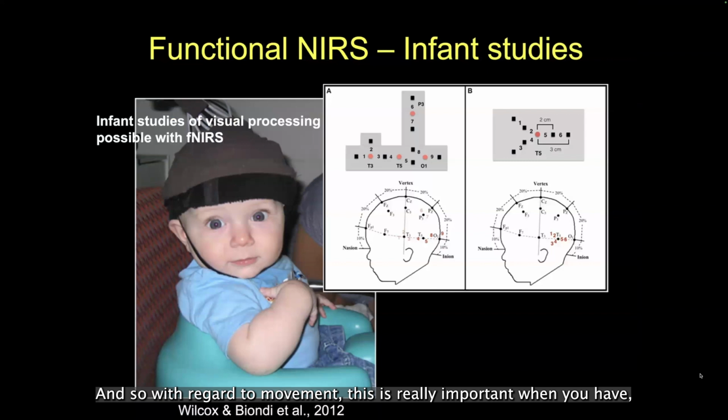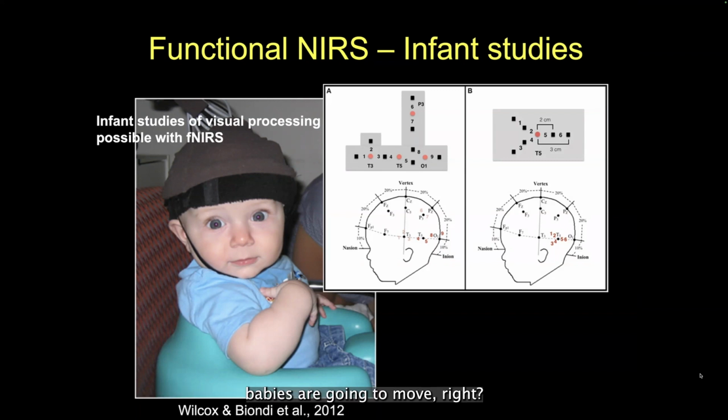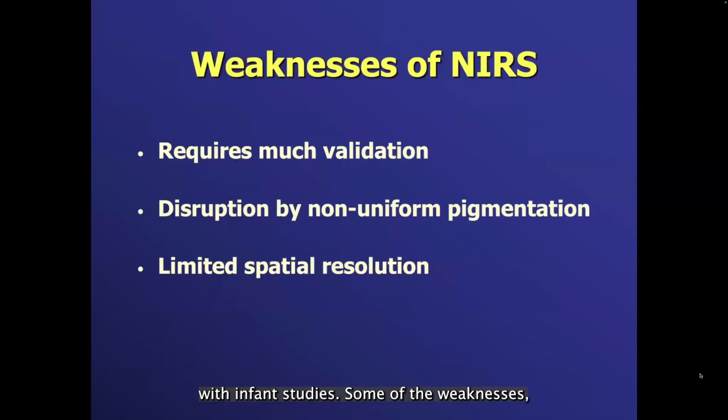And with regard to movement, this is really important. You can study babies, who often can't engage with some of the other techniques that we use because babies are going to move, right? That's really hard to do in an MRI machine, but you could use NIRS, fNIRS, safely in infant studies.